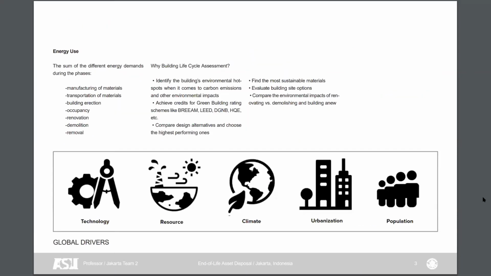For the energy use, the different energy demands during the phases are manufacturing of materials, transportation of materials, occupancy, renovation, demolition, and removal. And building life cycle assessment is needed to identify the building's environmental hotspots when it comes to carbon emissions and other environmental impacts, achieve credits for green building ratings, and compare design alternatives and choose high performing ones by finding more suitable sustainable materials and evaluating building site options against environmental impacts. Next slide.